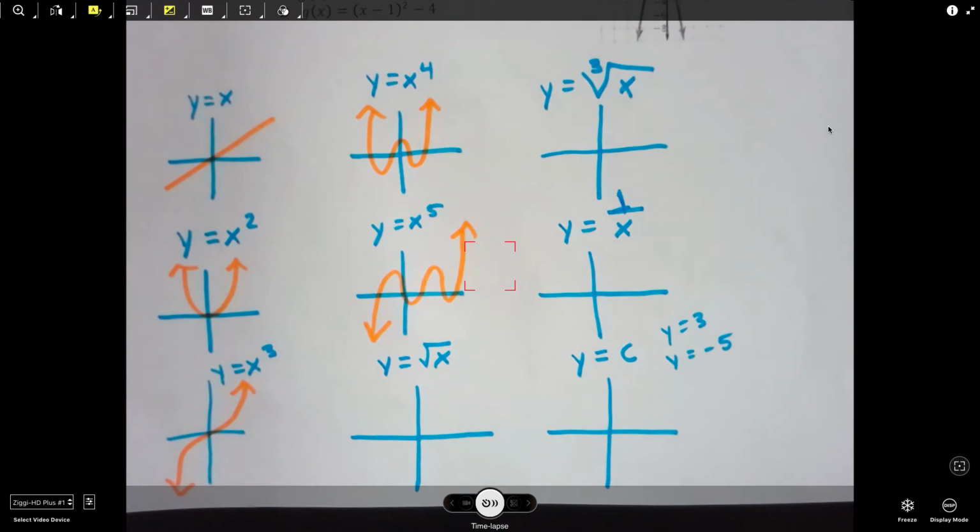All right? Am I going too fast? No? What about the square root of x? What do you mean by straight line?